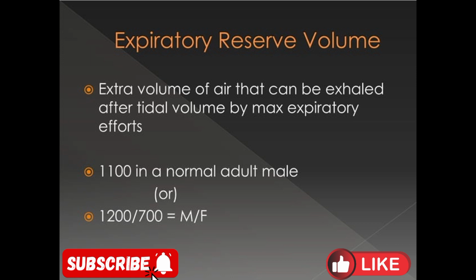Expiratory reserve volume can be defined. It is the third type of lung volume, defined as the extra volume of air that can be exhaled after tidal volume by maximum expiratory effort. After normal or tidal volume, the amount of air which is expelled by the human from the lungs into the outside atmosphere by maximum expiratory effort is known as expiratory reserve volume. In adult males it is 1100 ml or 1200 ml, while in females it is 700 ml.